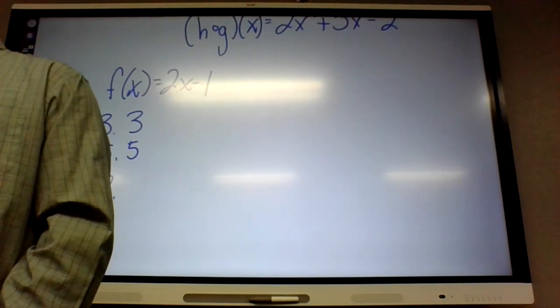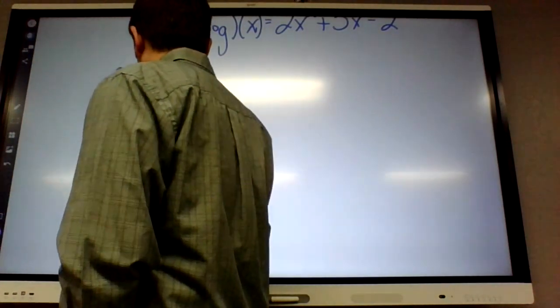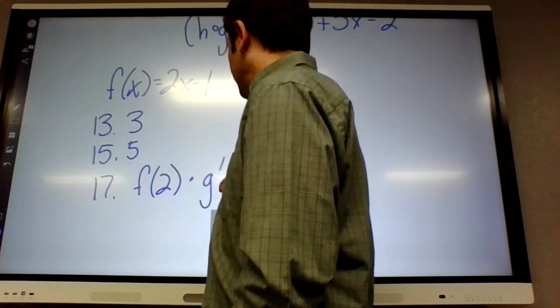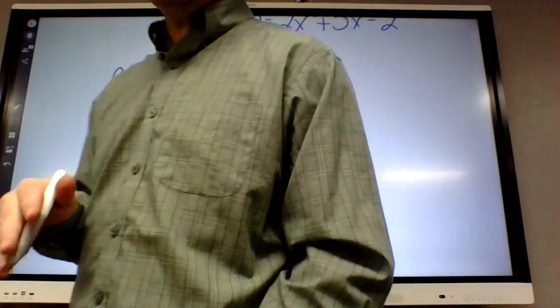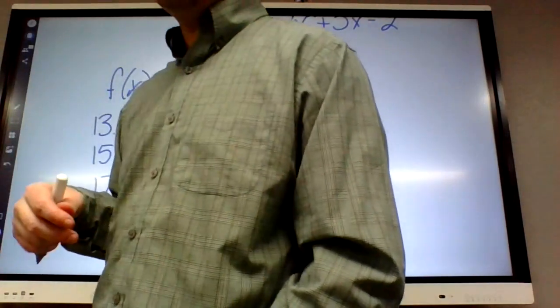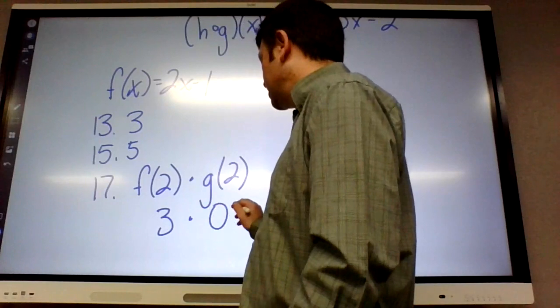Number 17. Guess what that means? Multiply. So we're going to multiply f of 2 times g of 2. This is kind of what it means. What's f of 2? 3. What's g of 2? 0. So what's 3 times 0? 0.